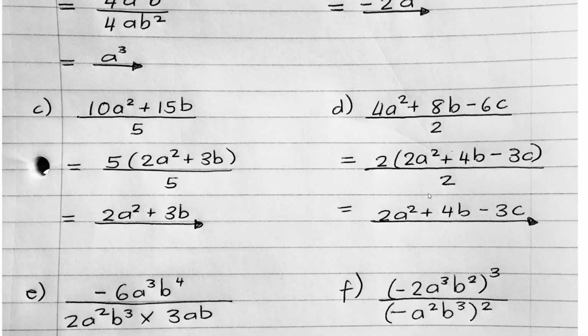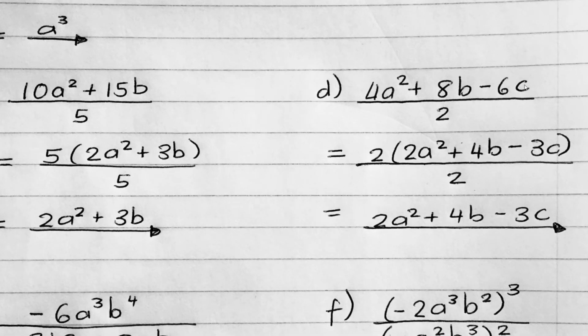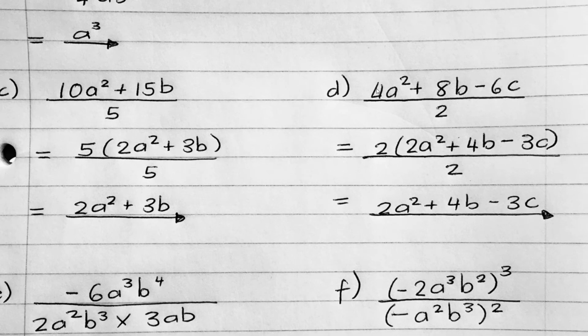D, okay, for D, I did the same thing. So if you wanted to put it all over 2, that's fine. I divided through by 2 as a highest common factor. So I was left with 2a squared plus 4b minus 3c, and then my 2's cancelled, so I was just left with the bracket again.